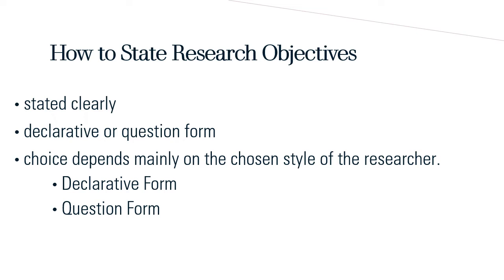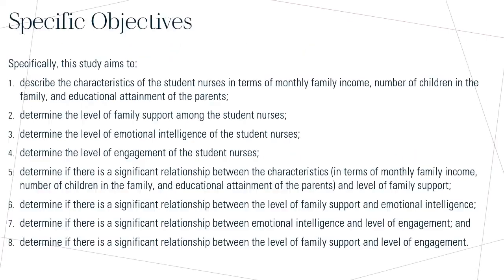Okay, I could say objective number 4 as, or let's say objective number 5, is there a significant relationship between the characteristics and then the level of family support? Okay, the next objective would say, is there a significant relationship between the level of family support and emotional intelligence of student nurses? As you can see, I just made the statement a question. Okay, that's another way of doing your research objective. Next, so this is another example. Yeah, I just reposted it.